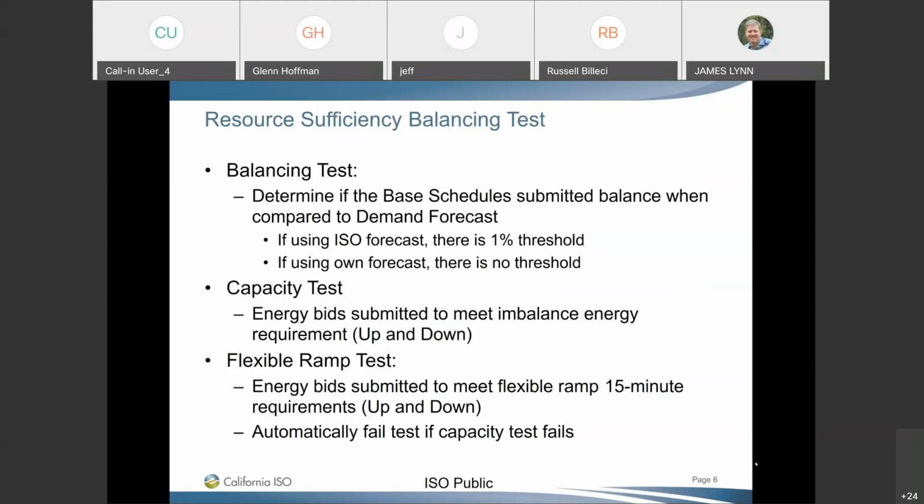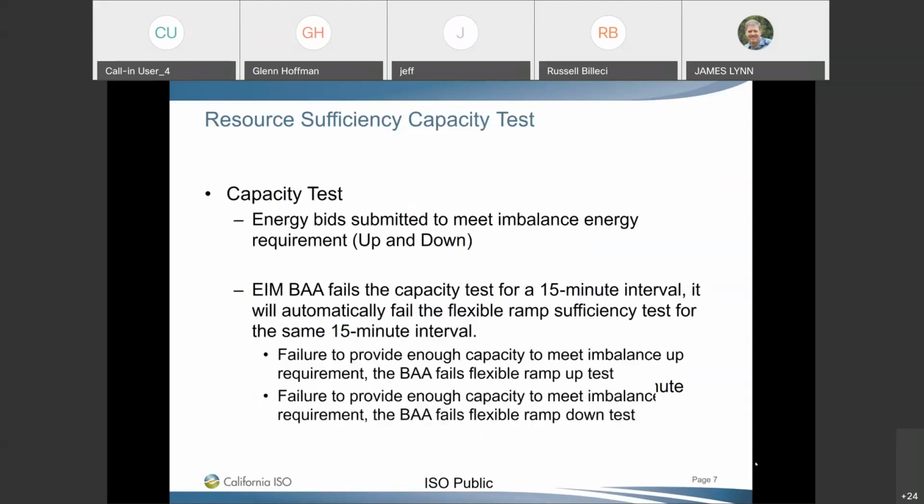So now the big thing about this, and I go into it, the very last bullet is, if you fail the capacity test, you automatically fail the flex test. Okay. So when I go into it, I talk a little bit more about the capacity test in more detail. As I said, do you have enough energy bids to meet the imbalance requirement? Now, as we're running the capacity test, we look both up and down. If you fail the up capacity test, then you're going to fail the flex up capacity or flexible ramp test.